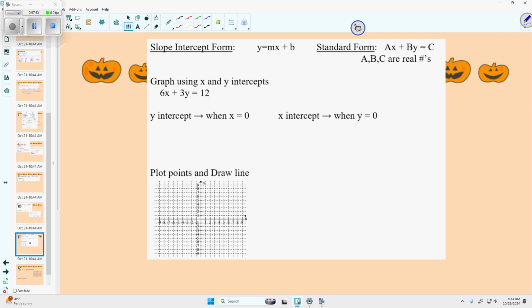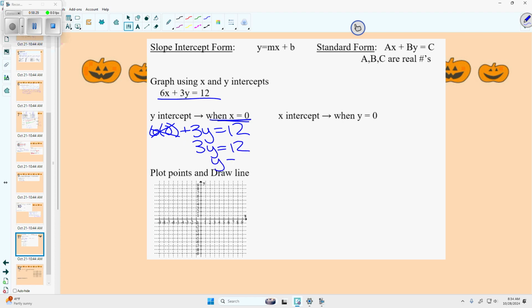We already know the y-intercept is when x equals 0. So if I want to find it without solving this for y, I'm just going to plug in 0 for x. So in this equation, I'm going to put a 0 in for x. When I put a 0 in for x, what happens to that first term? What is 6 times 0? 0. So I can cross it out, right? So it's not going to make any difference if it's 0. So I get 3y equals 12.